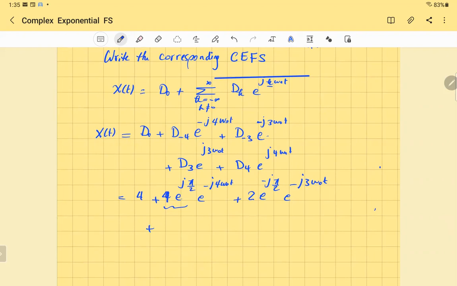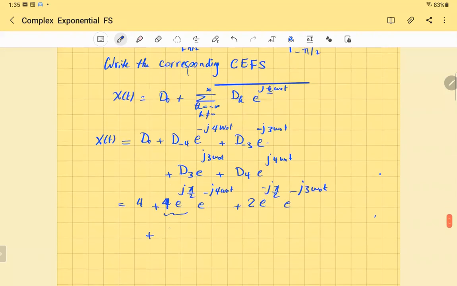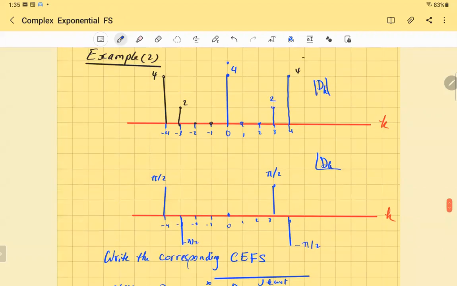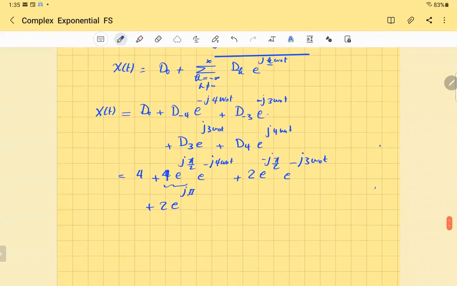If you understood 50%, go ahead for D3. D3 has a magnitude and an angle. What's the magnitude of D3? You put 2. And prepare yourself for the angle. What is the angle of D3? Pi over 2. So you put pi over 2. You already have j. And what's next to it? e power j 3 omega naught t.